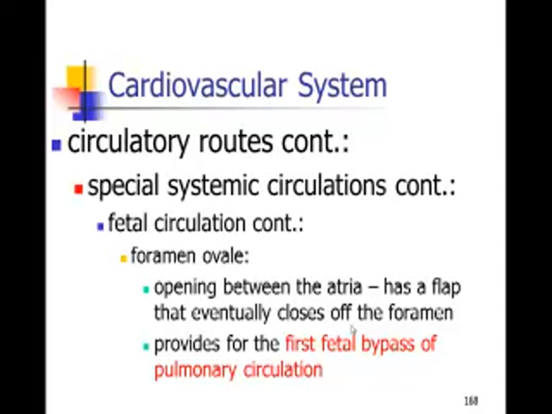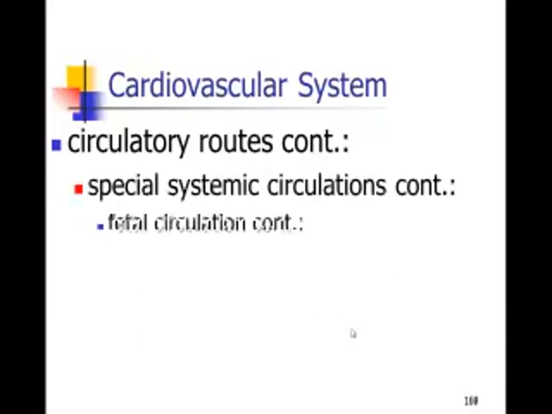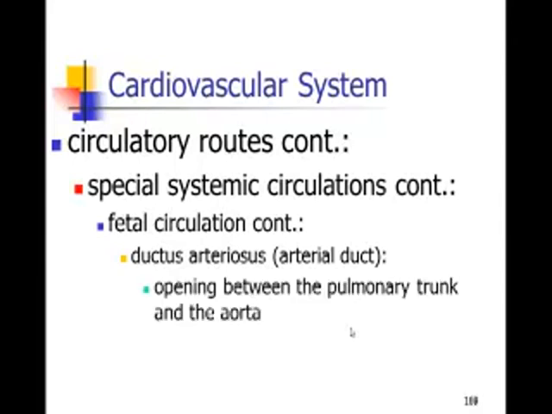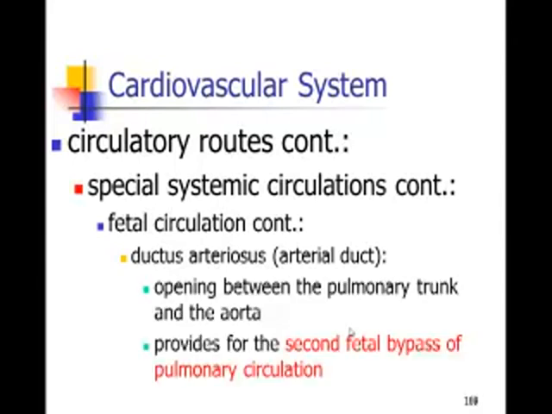It allows blood to be diverted away from the lungs and into the left side of the heart, so that in the fetal circulation, not all of the blood goes to the lungs. The ductus arteriosus, or arterial duct, is going to go directly from the pulmonary trunk to the aorta, and it is the second fetal bypass of pulmonary circulation. So again, all the blood leaving the right ventricle doesn't go to the lungs. A significant amount of it goes directly into the aorta.